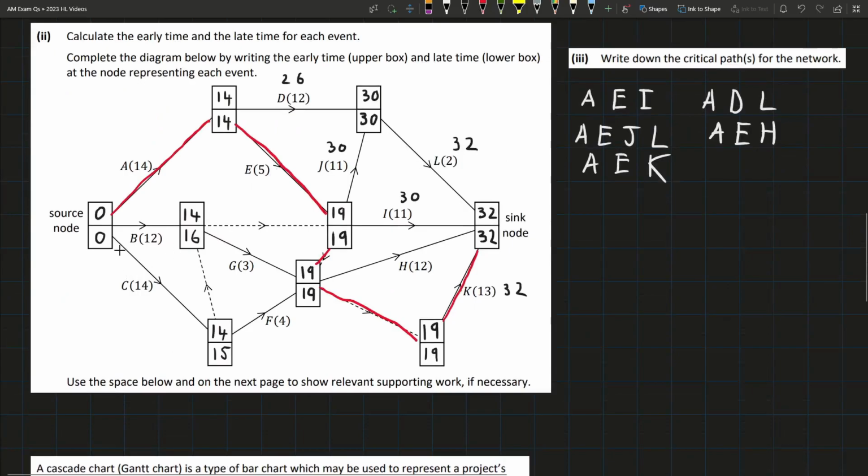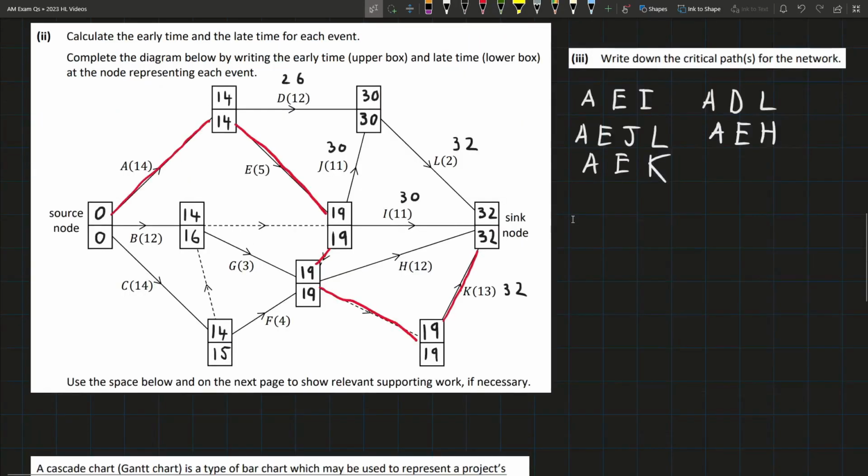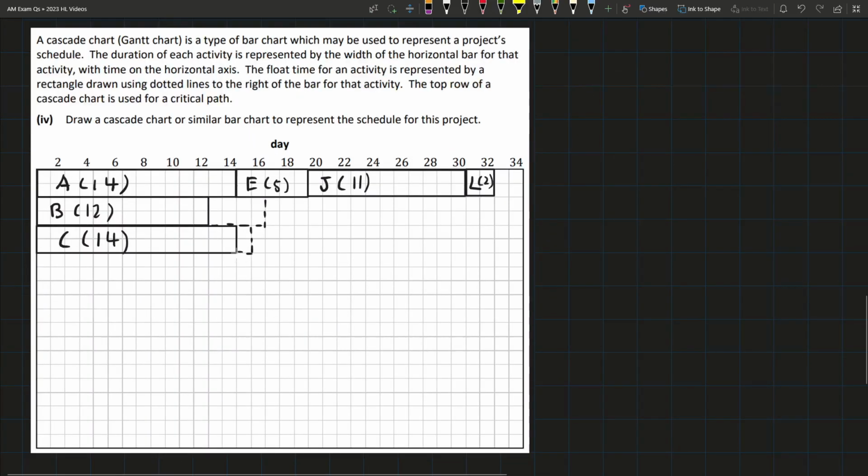Next one is C, so C is 14 days and it can be delayed until 15 days, and it starts at the start. Next one is D, so D starts on day 14 and it takes 12 days and it doesn't have to be completed until day 30. So D will be completed on day 26, then we have 4 days of leeway. So D can start on day 14 and it takes 12 days, which will bring us up to 26. Then we have until day 30 to complete it.